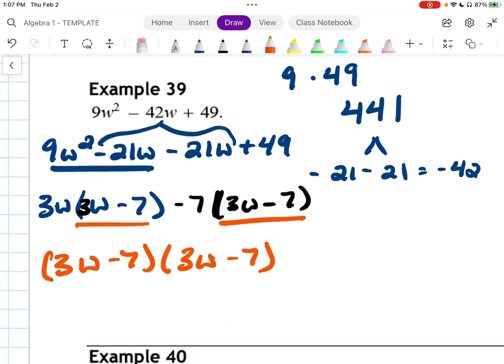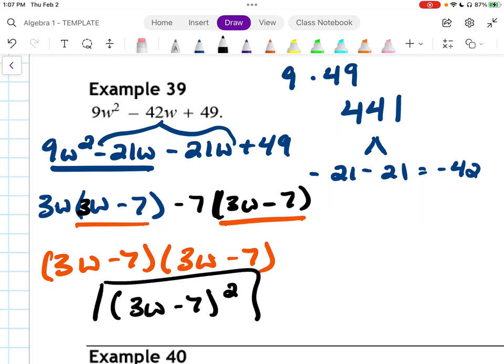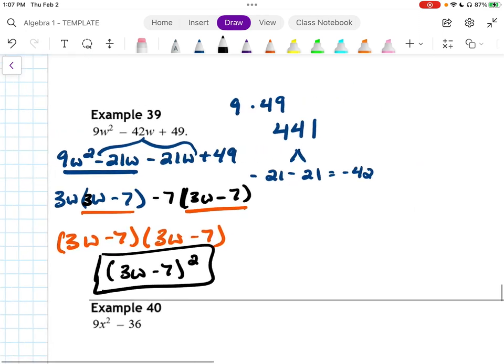Seeing that, they're duplicates, right? So we're going to write them as an item squared. So we're going to say 3w minus 7 squared. There we be. That one was a little bit longer. Well, not necessarily longer, but more difficult.